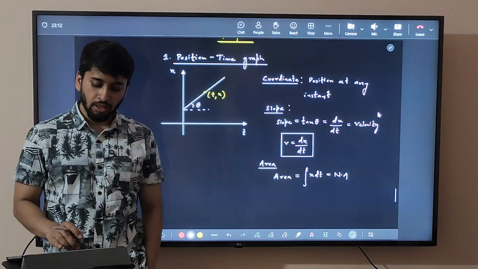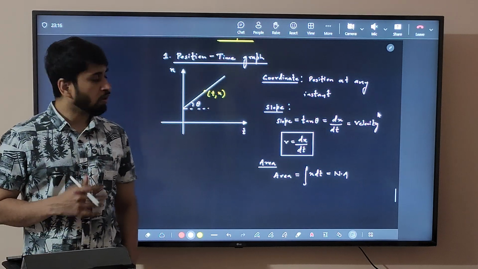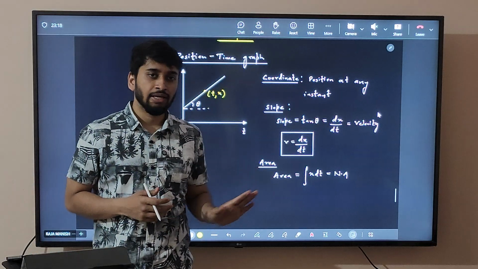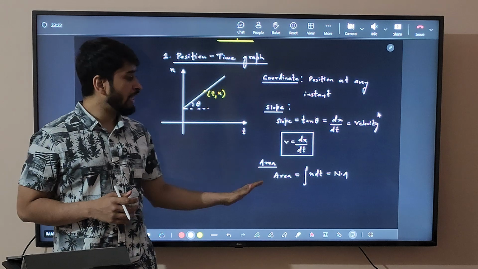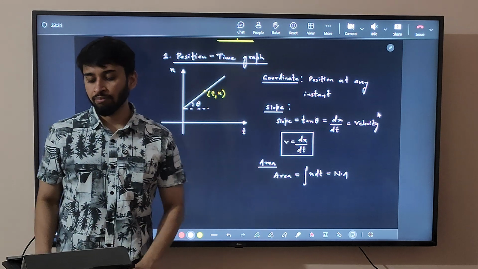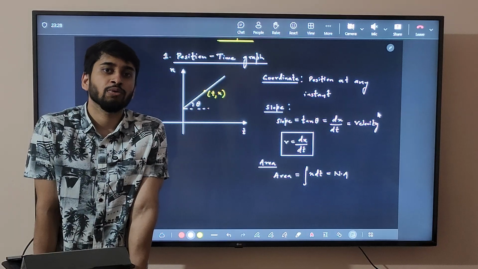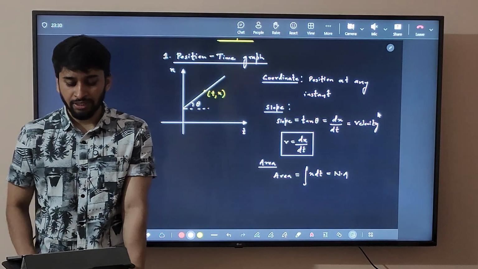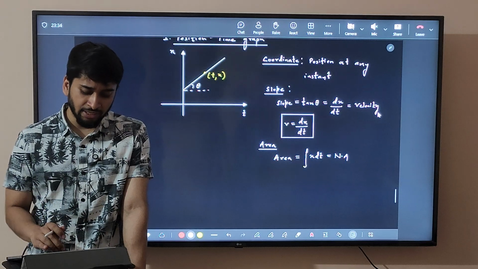Okay, great. So you understand the coordinate will give you position at any instant, and the slope of the position time graph gives velocity. If I talk about area, area under the position time graph is not going to give you any meaningful quantity. Fine, right? Now let us see some standard graphs.